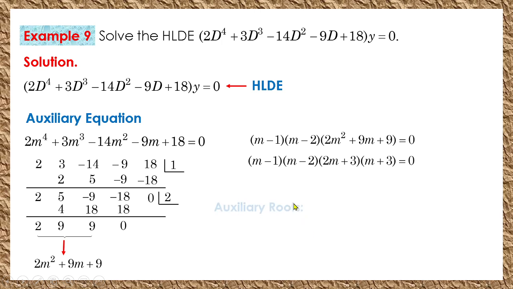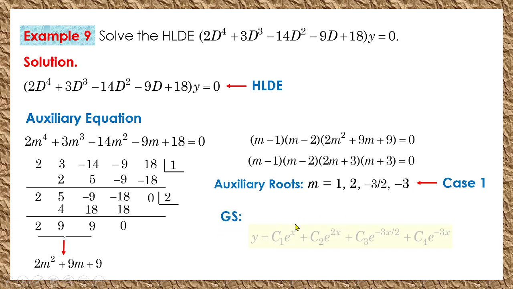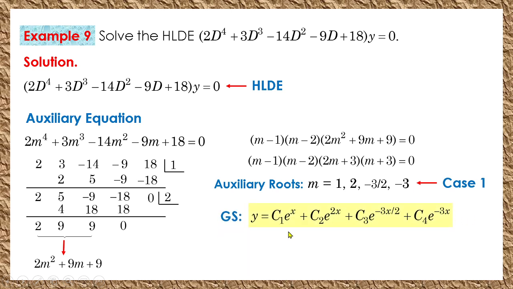So, what are the roots? 1, 2, negative 3 halves, negative 3. The arrangement of the roots doesn't matter. It's okay, any arrangement of the terms, even if they are swapped, even if this is C1, or this is C3, C4, and so on. So y equals C sub 1 e to the x, plus C sub 2 e to the 2x, C sub 3 e to the negative 3 halves x, then plus C sub 4 e to the negative 3x. So that's it.